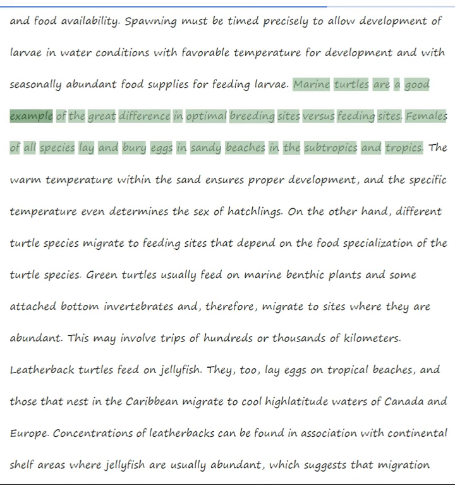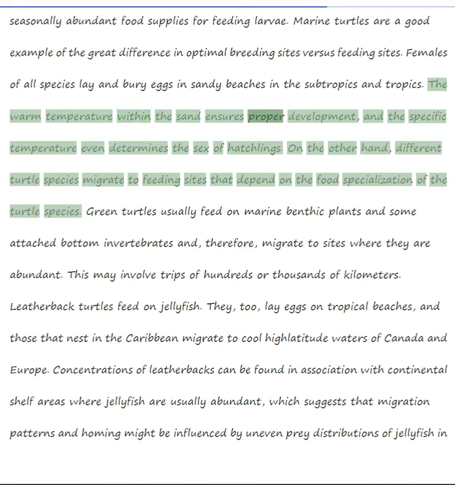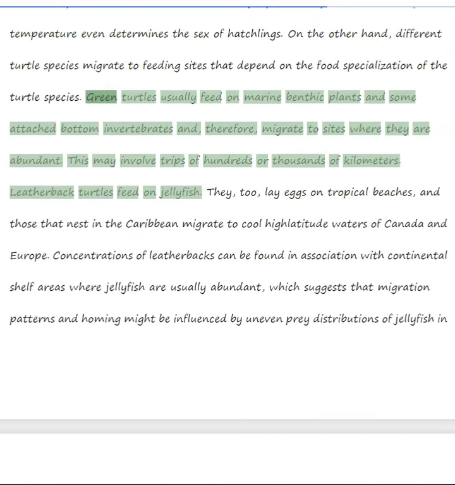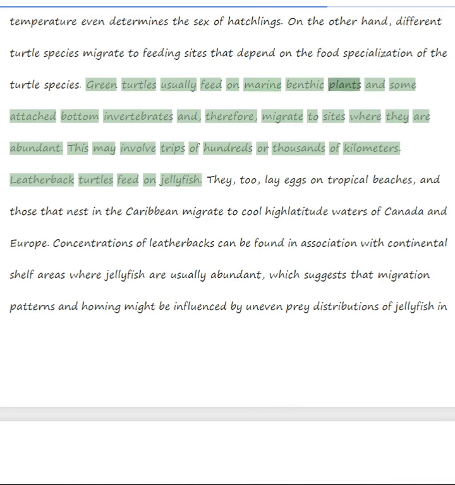Marine turtles are a good example of the great difference in optimal breeding sites versus feeding sites. Females of all species lay and bury eggs in sandy beaches in the subtropics and tropics. The warm temperature within the sand ensures proper development, and the specific temperature even determines the sex of hatchlings. On the other hand, different turtle species migrate to feeding sites that depend on the food specialization of the turtle species. Green turtles usually feed on marine benthic plants and some attached bottom invertebrates and, therefore, migrate to sites where they are abundant. This may involve trips of hundreds or thousands of kilometers.